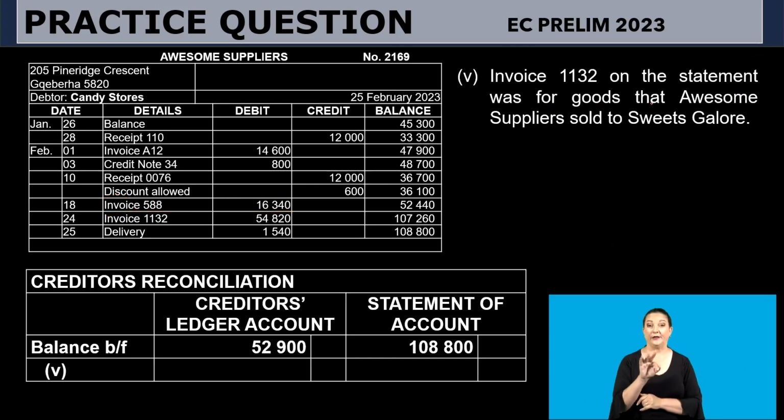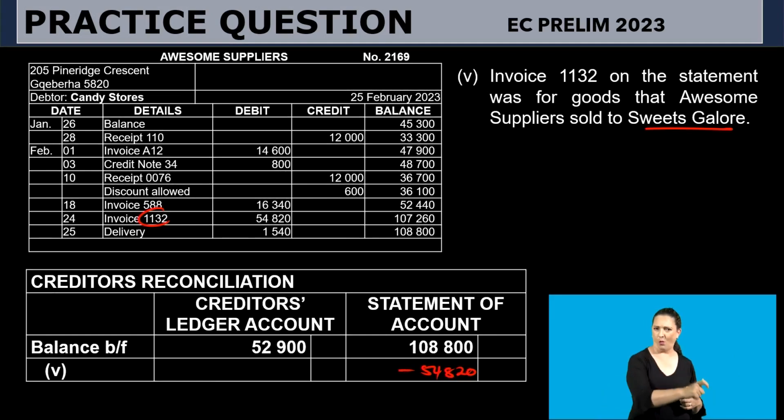Invoice 1132 on the statement. Here it is. It was for goods that Awesome Supplies sold to Sweets Galore. Okay, so they sold goods to Sweets Galore, not us. So it simply means that invoice is incorrectly placed. So we come to the statement and we subtract it, minus 54,820. It is an invoice that they recorded on our statement of account. However, they sold goods to another customer of theirs, that is Sweets Galore.